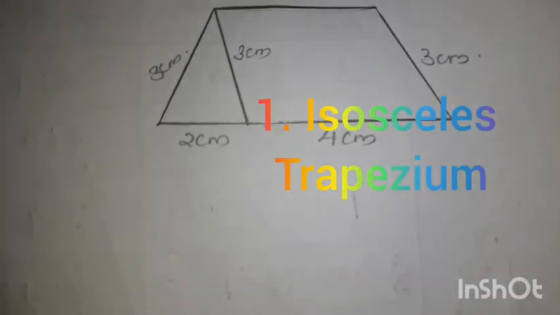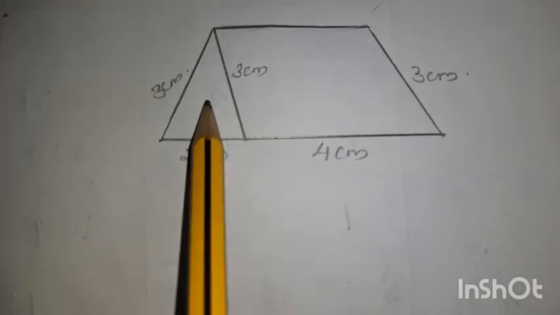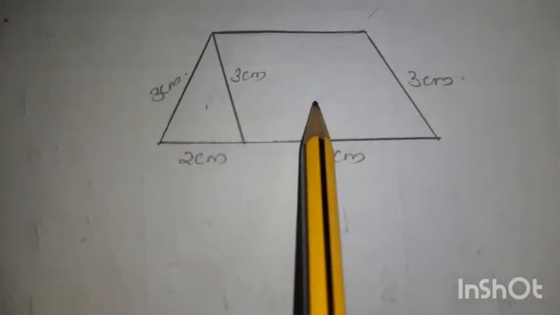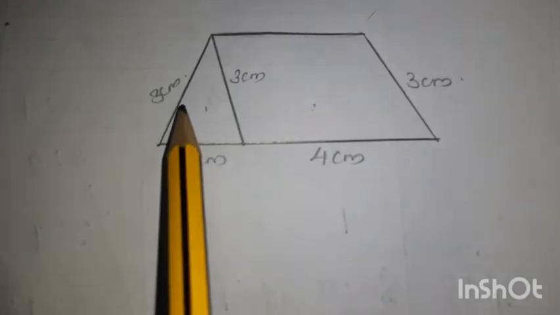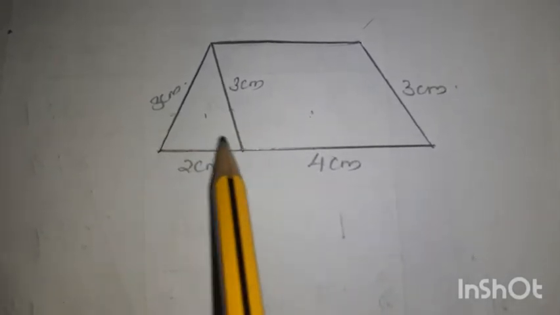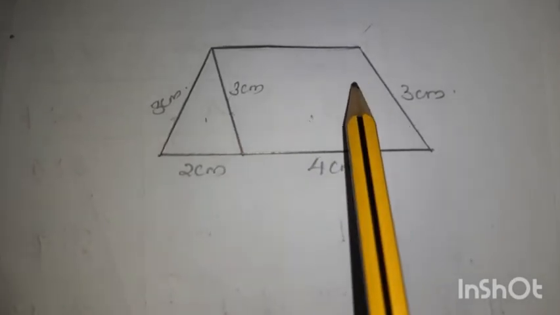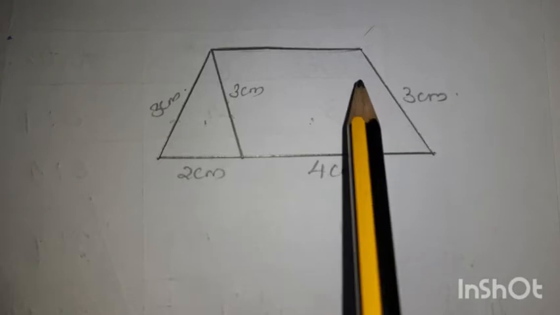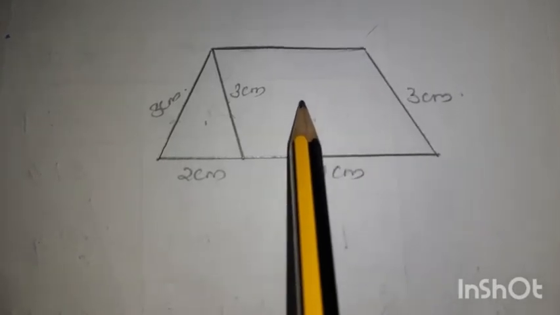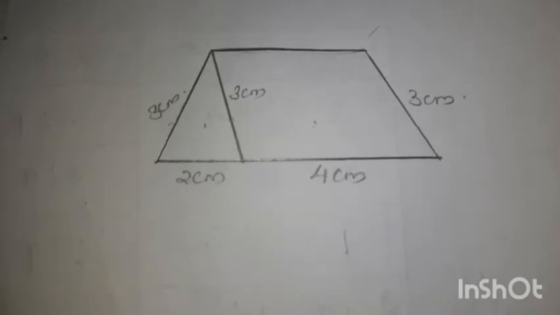Figure shows an isosceles triangle and a parallelogram. What is the specialty of an isosceles triangle? Two angles and two sides are equal. And what about the parallelogram? Opposite sides are equal and parallel.